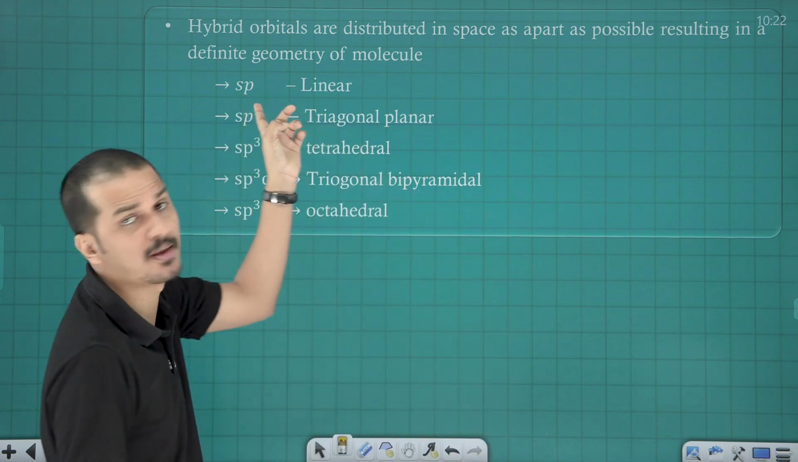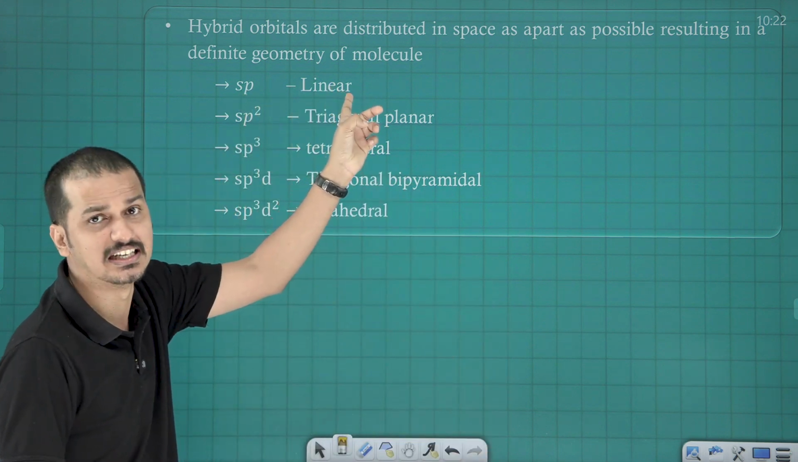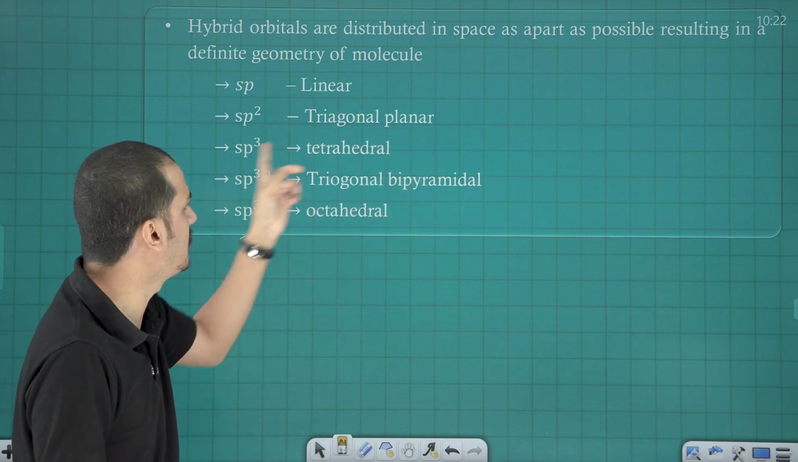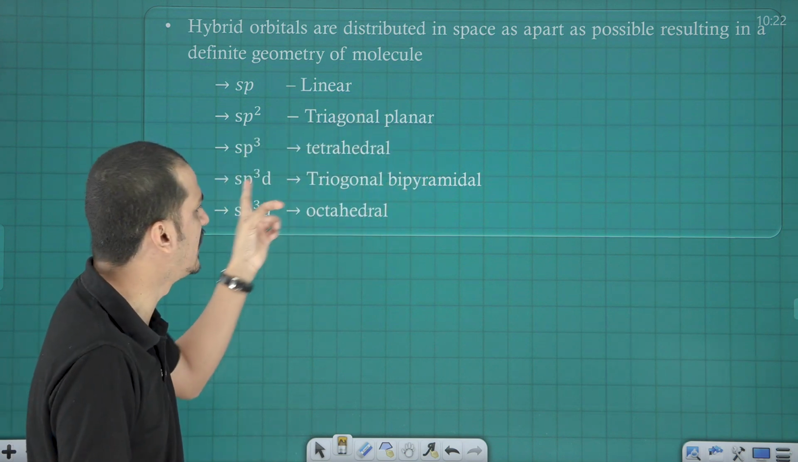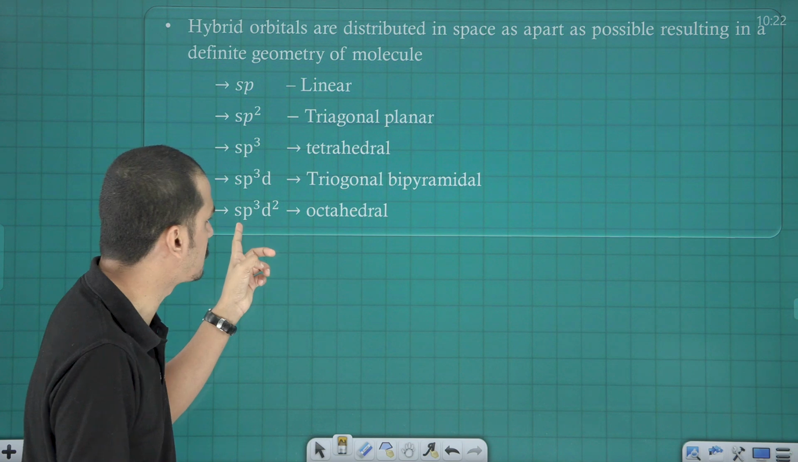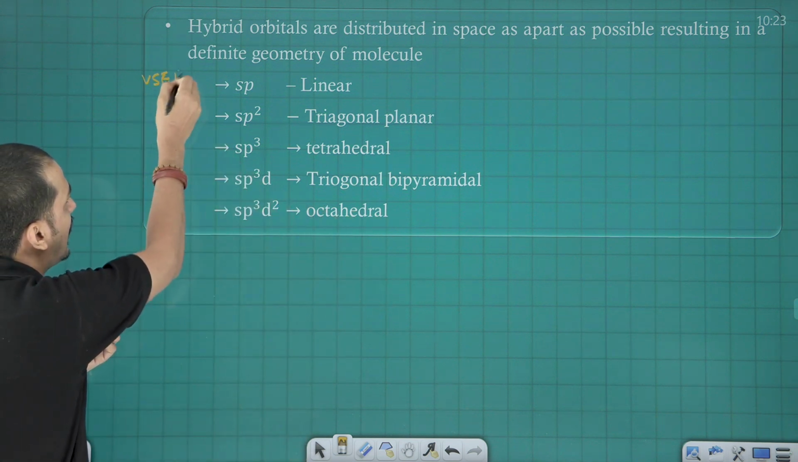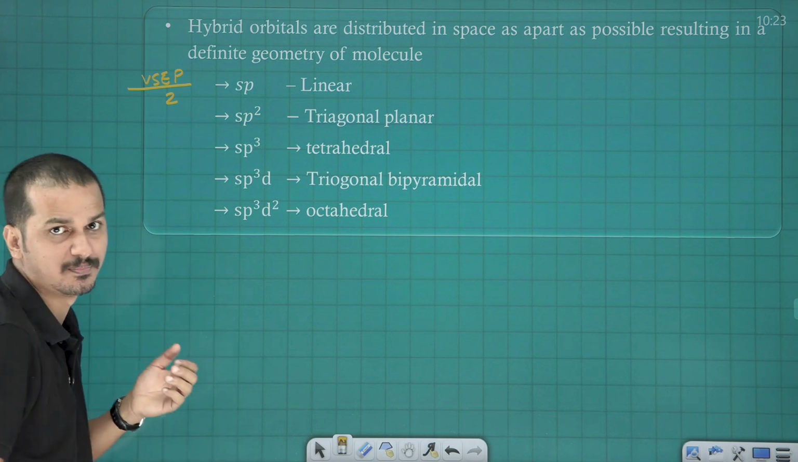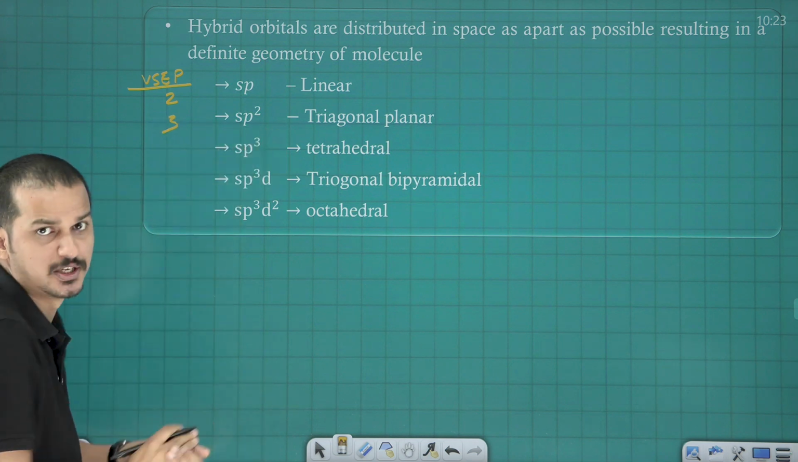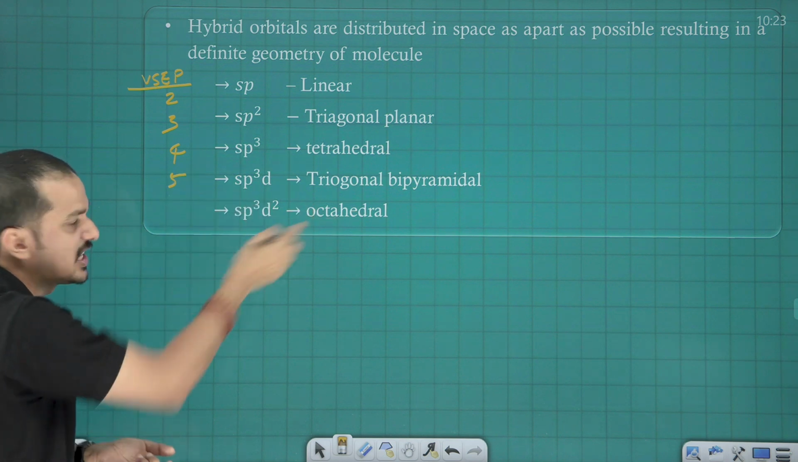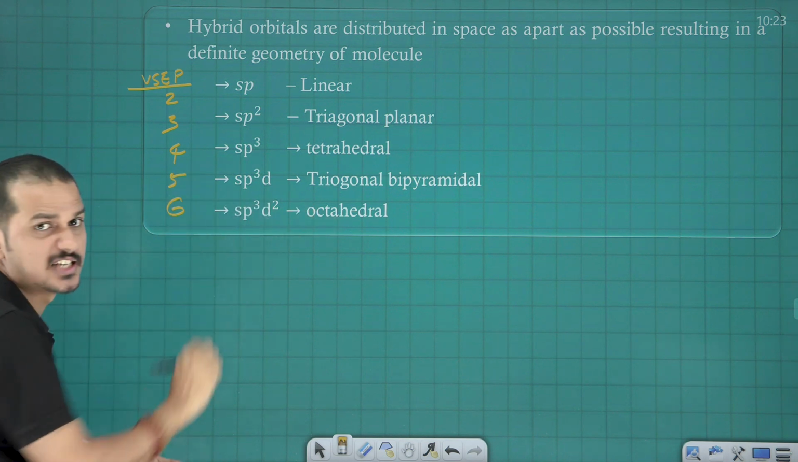So if it is sp hybridization, they will give linear shape. If it is sp2, trigonal planar. If it is sp3, tetrahedral. If it is sp3d, trigonal bipyramidal. If it is sp3d2, octahedral. Here you just remember one more idea. Let me tell: if VSEPR number is 2, it means sp. If 3, sp2. If 4, sp3. If 5, sp3d. If 6, sp3d2.